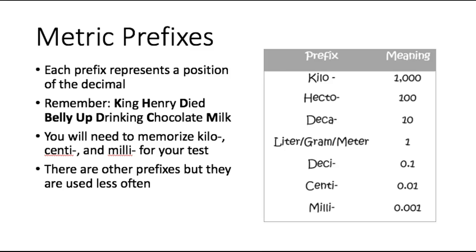To list your metric prefixes in order, you may remember the saying, King Henry died belly up drinking chocolate milk, and that will help you get these prefixes in order from largest, kilo, to smallest, milli. You will need to memorize the relationship between the base unit and the prefixes for kilo, centi, and milli for your test. There are other prefixes. We talk about gigabytes and stuff like that, megabytes, but those are not going to be used on the test. They're used less often, and you don't have to memorize them.